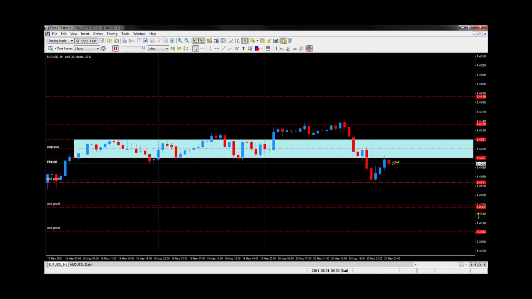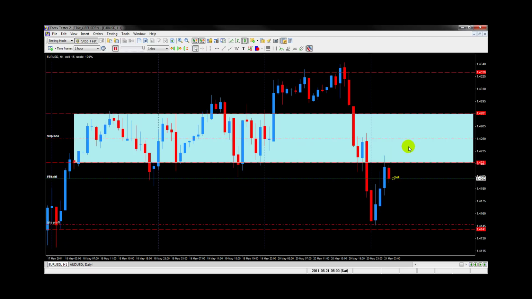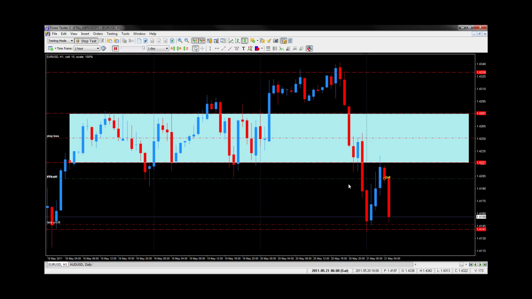The great thing about this is if it does come back up and close in the box, I'm out long before my stop gets hit usually. So I don't usually take the full stop on these trades. Okay, so that's great.